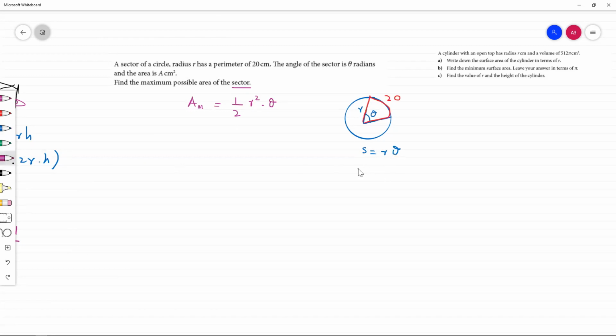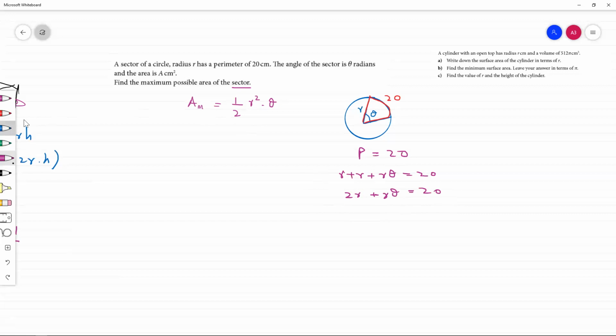So S is 20. No, not S is 20, I'm sorry, the perimeter is 20. So how can we write the perimeter? P is equal to 20. That consists of 2 radius and 1 arc length. R plus R theta is equal to 20. So this would become 2R plus R theta is equal to 20.